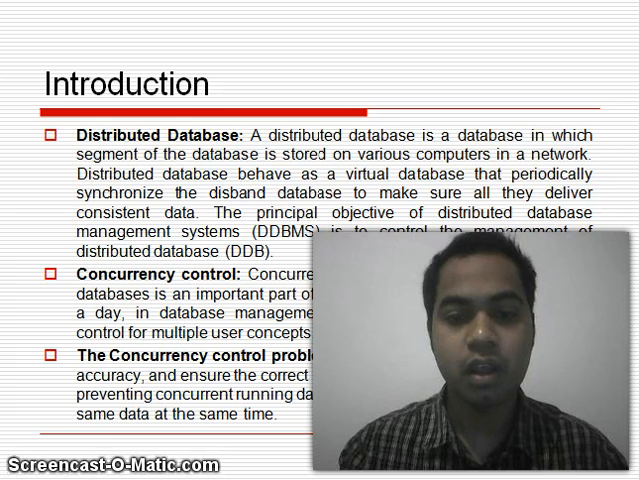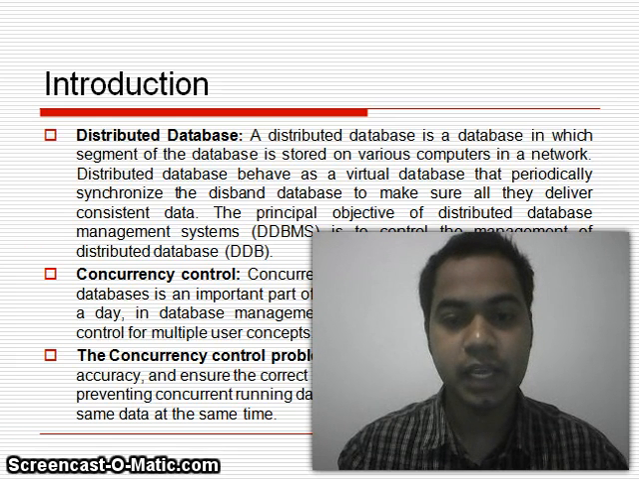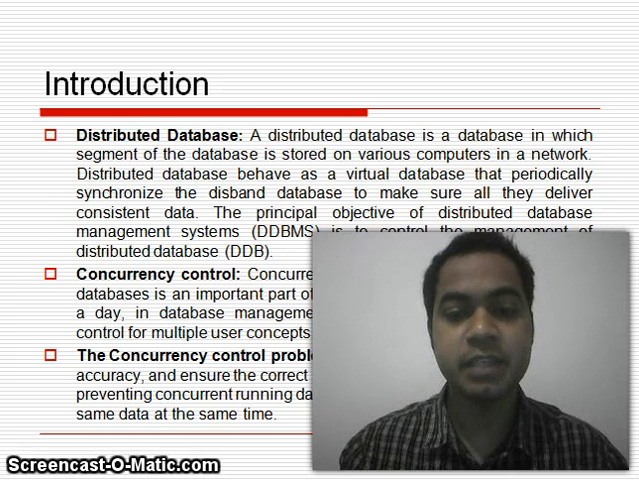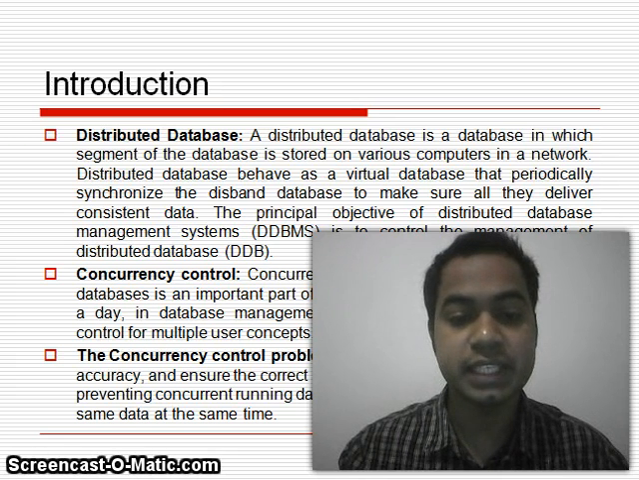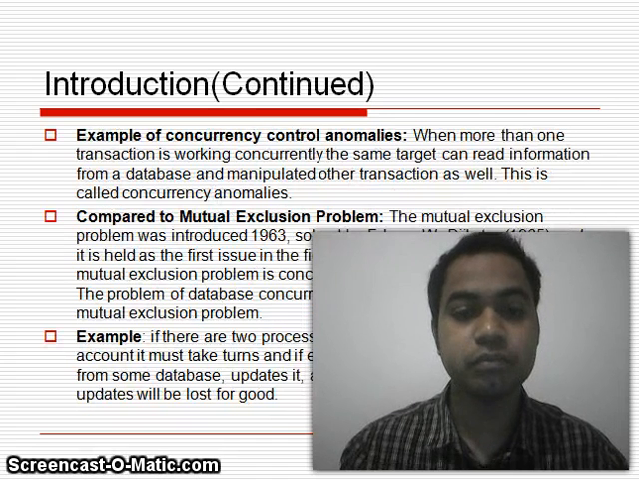Second, concurrency control is an important part of a database management system. Nowadays, database management systems usually use concurrency control for multiple users. There are some problems such as backup, recovery, preserving, and ensuring the correct termination of concurrent operations, and preventing concurrent running data for each user, with transactions using the same data at the same time.